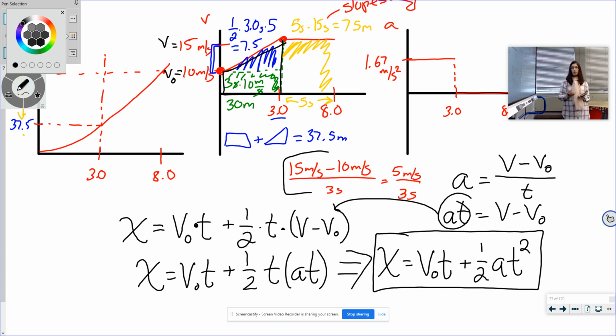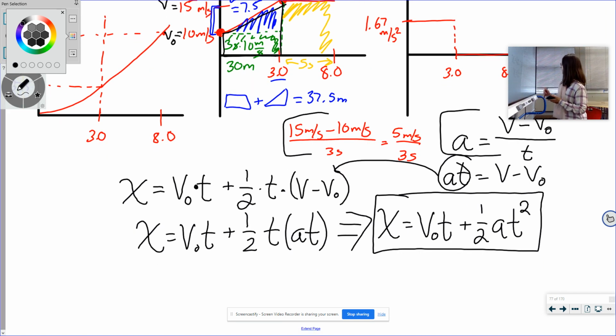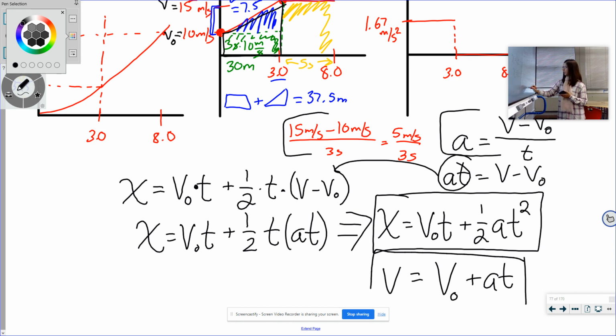of our kinematic formulas. There's a second formula that we're going to use all the time, and it's actually just a derivative of this one right here. Because if I take this formula and we rearrange it to solve for the final velocity, we're going to get the following, which is simply this, that the final velocity is equal to the initial velocity plus at. There's a couple of ways to get that. One is that we can rearrange this slope formula.